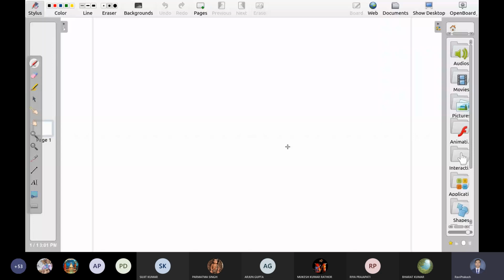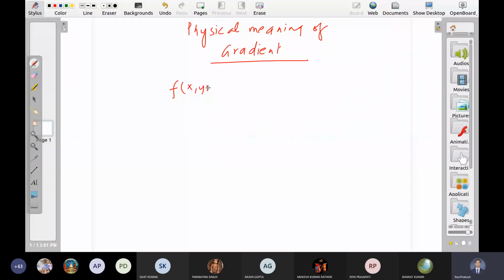So today we shall discuss the physical meaning or physical interpretation of gradient. Okay. Let us say we have some scalar function f of x and y. We keep it only in 2 dimensions, and let us keep it as simple as possible. So I take f(x, y) as the product of x and y.